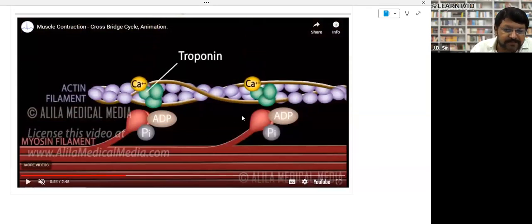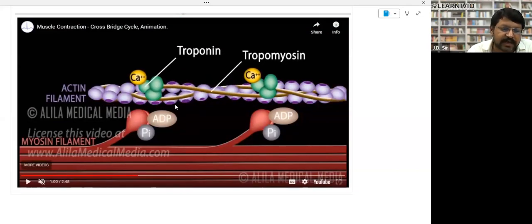Now try to understand. When the impulses come, the sarcoplasmic reticulum, which has already stored calcium, will release the calcium. Try to understand now what will happen. Calcium has arrived. When the calcium arrives, it will attach with the troponin protein. When calcium attaches with troponin, troponin and tropomyosin will change their structure. Due to this change, the active site of the actin protein, meaning G actin, will open.